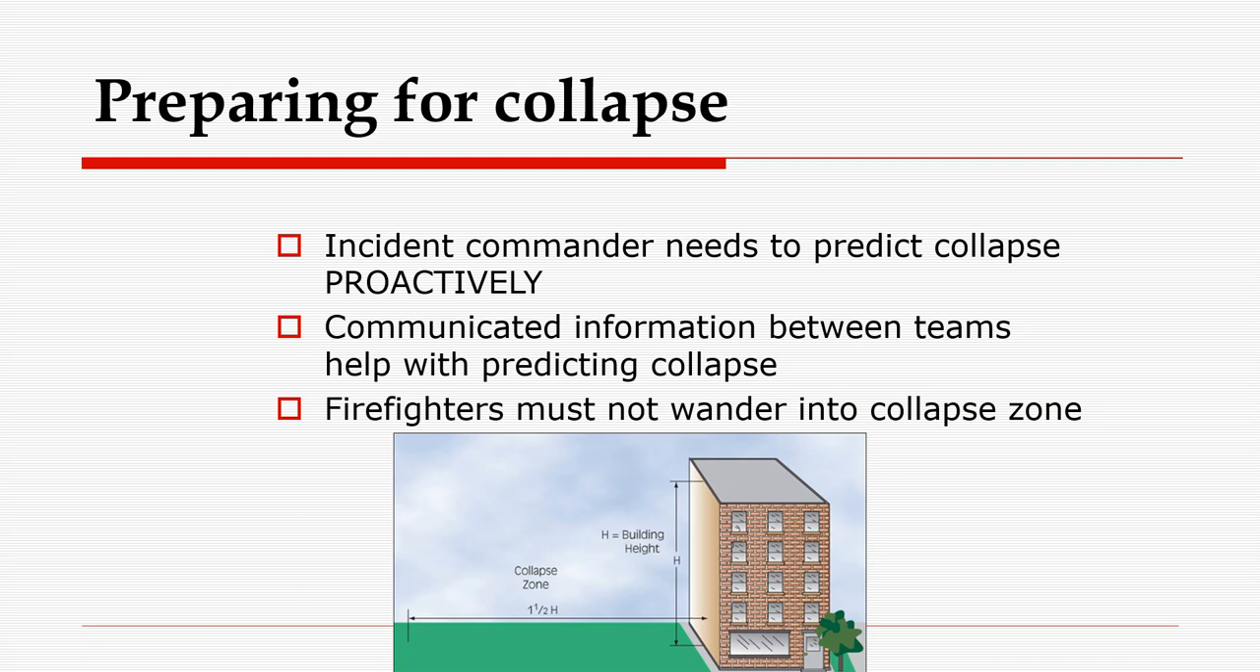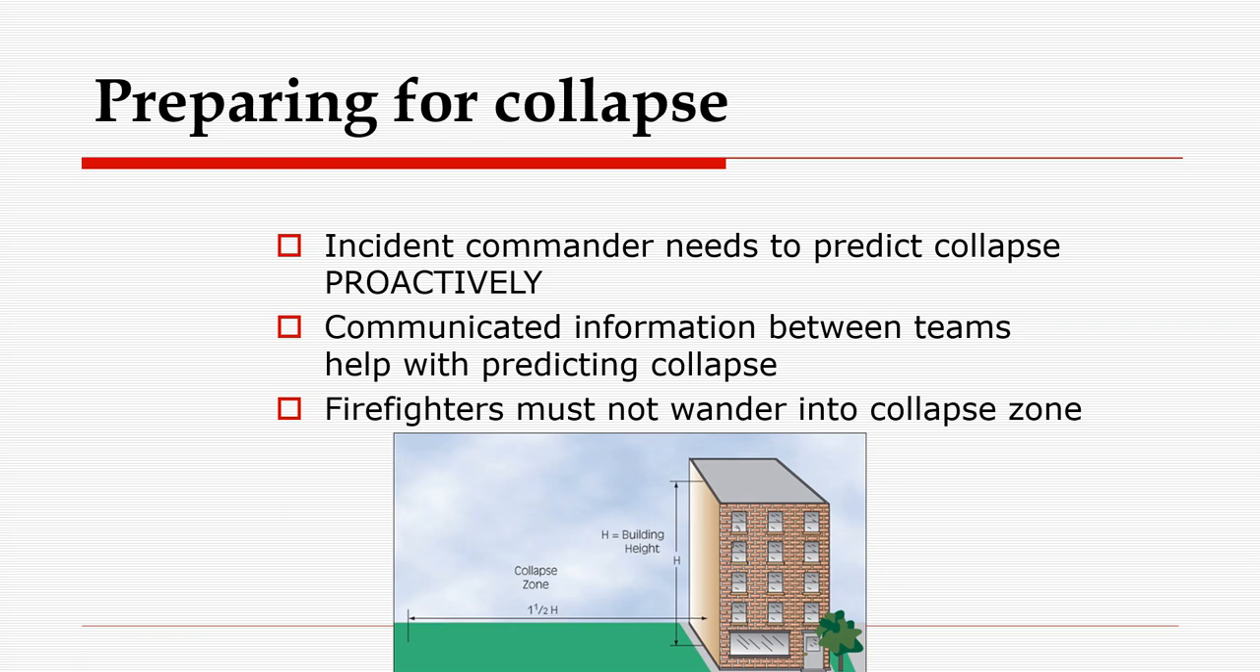The IC, or the incident commander, we need to predict these collapses proactively. We need to think about what signs the fire has shown us, the building construction method, the forces that have been imposed on it, the tactics that we've implemented on it. All this needs to be utilized to predict collapse early on.